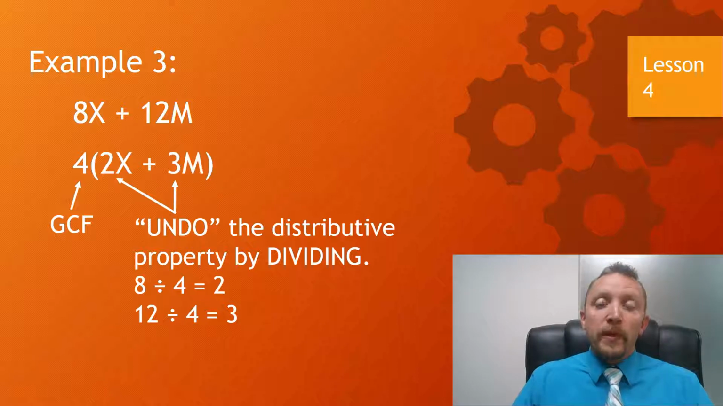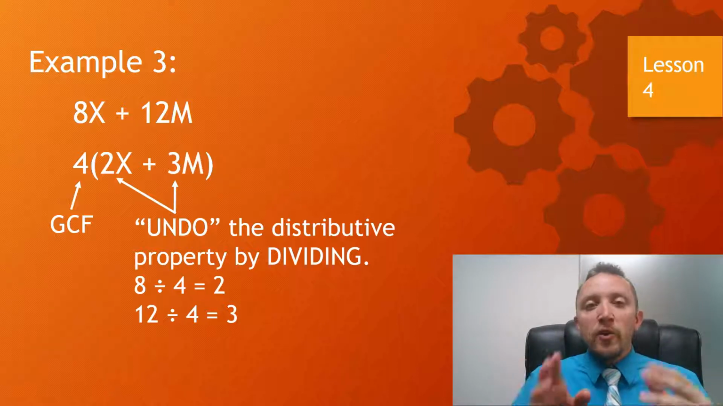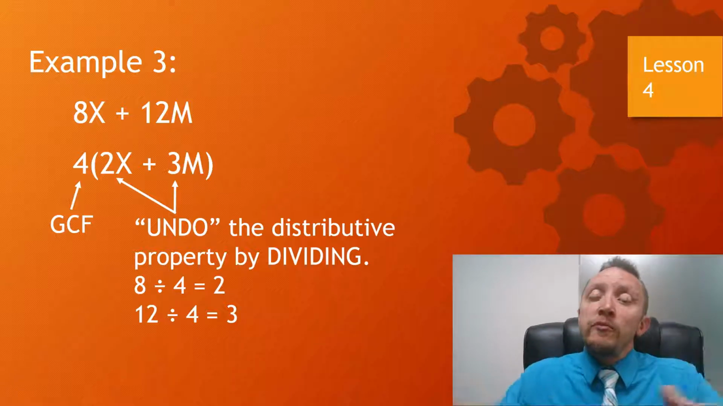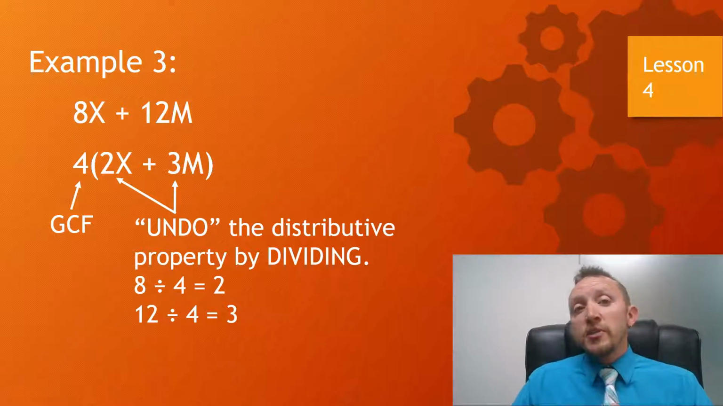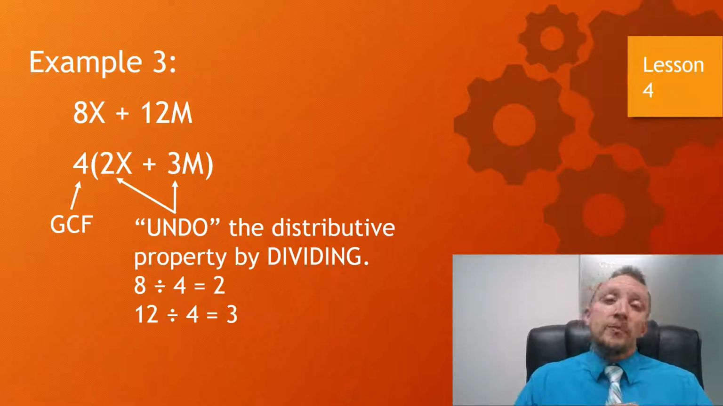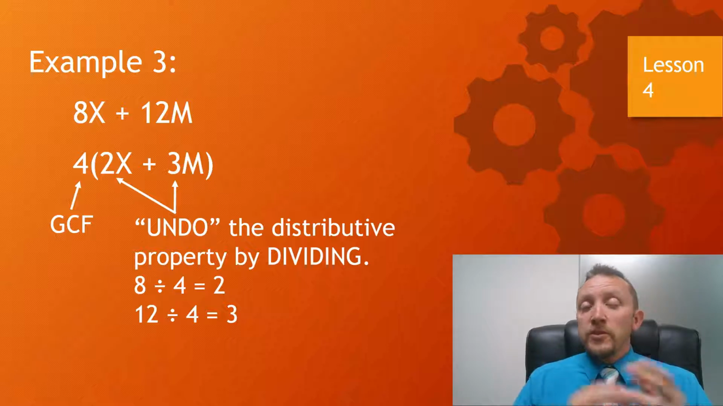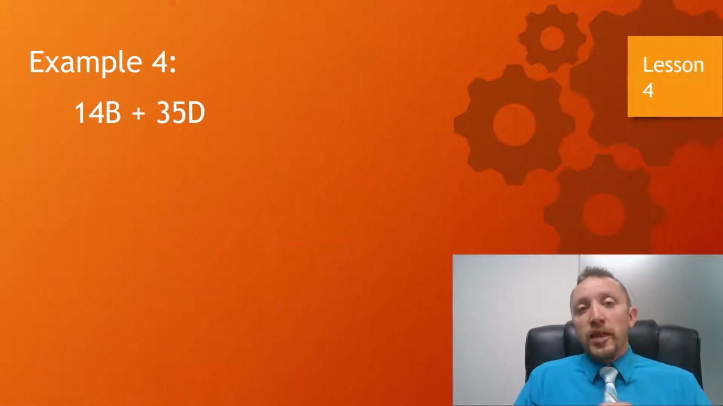Now here's the beauty. I've said this before, but here's the lovely thing about math. You can always check your work and make sure that you have the correct answer. If I distribute the 4 through, I should get the same thing that I have originally. And sure enough, 4 times 2x is 8x, and 4 times 3m is 12m. So that's a quick, easy thing you can do to check to make sure that you have it correct. Let's look at another example.